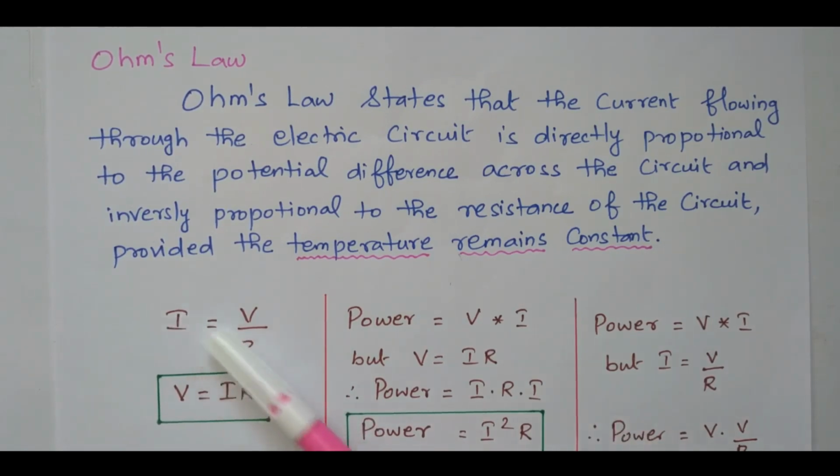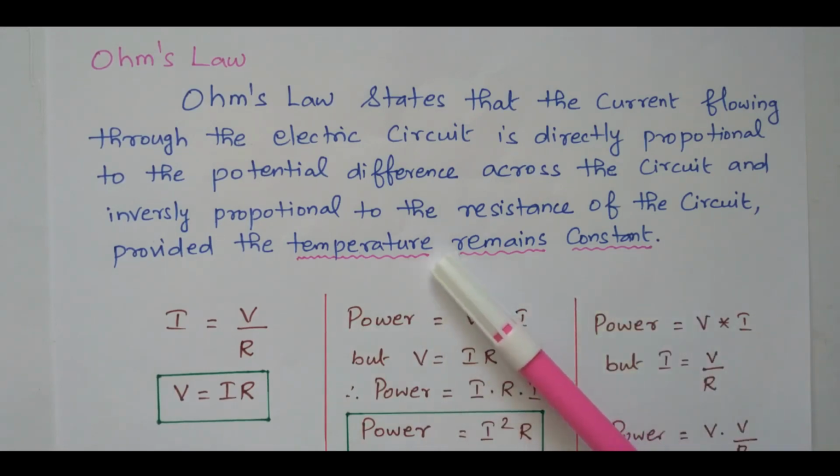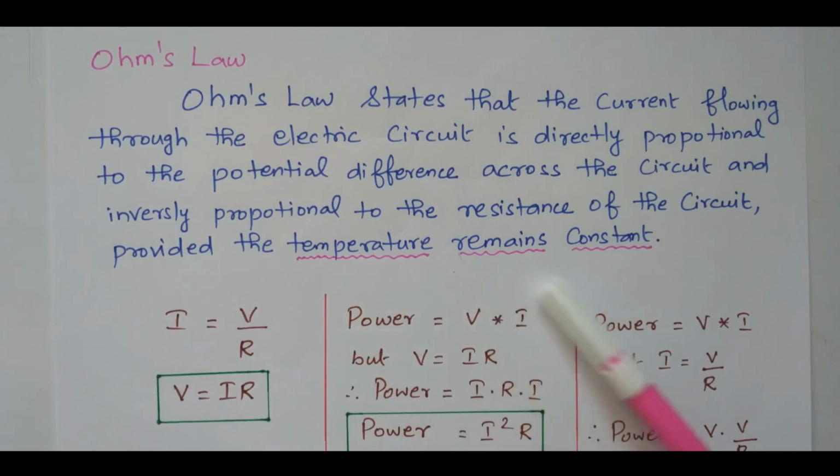By cross multiplying this we can write V equal to IR. That is a very basic formula in electrical: voltage equal to current into resistance. Based on Ohm's law, we got V equal to I into R. The important thing is that the temperature remains constant, because when the temperature changes, the resistivity, current, everything will change. So based on the condition that the temperature remains constant, only then I equal to V by R, so that V equal to I into R.